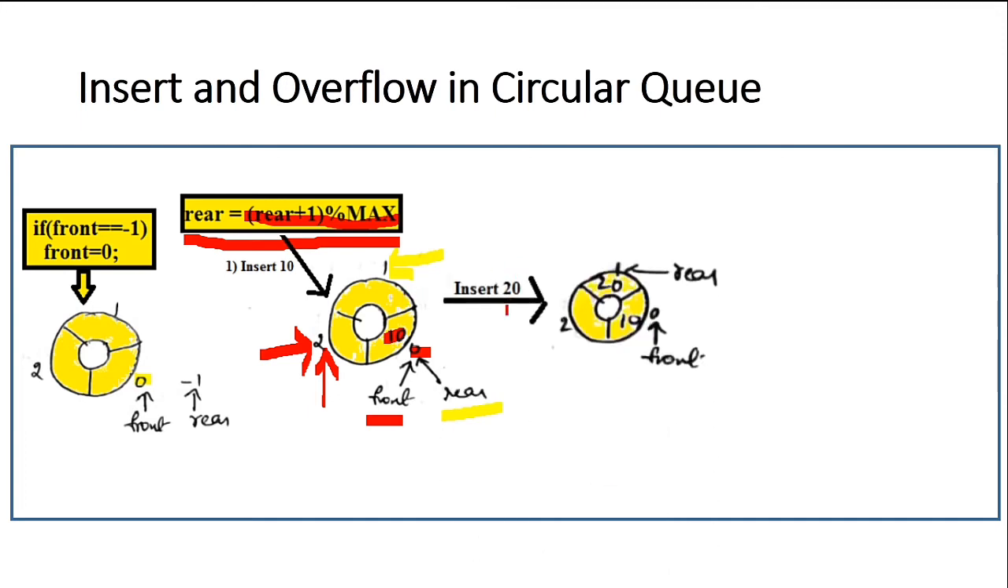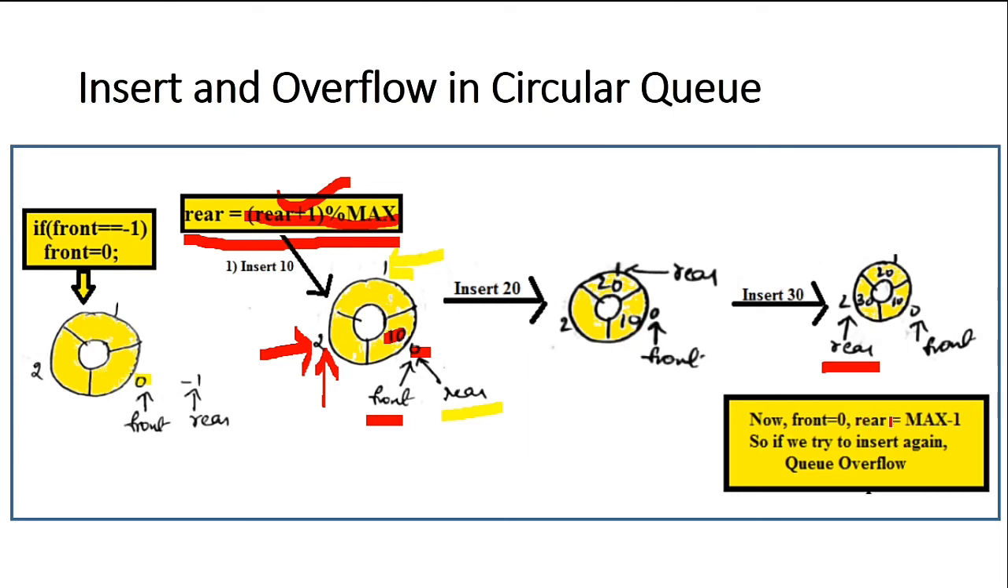Now how can I insert the next element? Insert 10, insert 20, increment rear using this, and insert 20, insert 30, increment rear using this, and insert 30 over to this. Now when you reach this condition, if you try to insert one more element, it should display Q is overflow, right? So now front is 0, rear is max minus 1. In this particular case, we can tell that Q is overflow. When front is 0 and rear is pointing to the maximum minus 1th position, we can conclude that Q is overflow.